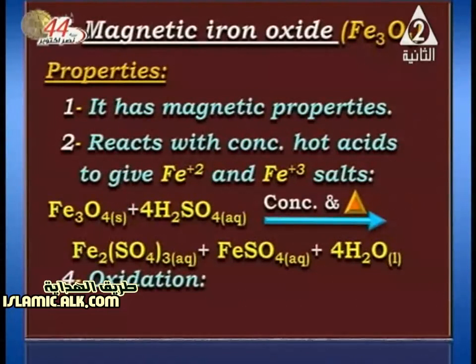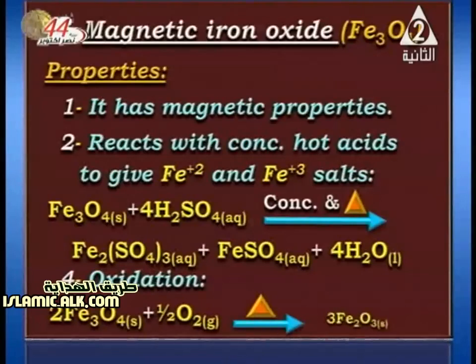Here is the oxidation of magnetic iron oxide in air. As the equation proceeds on the screen, magnetic iron oxide plus oxygen gives iron 3 oxide.